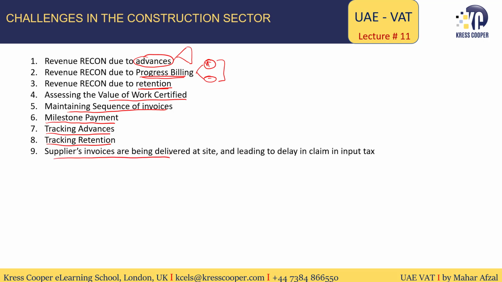Sometimes supplier invoices are being delivered at a different site where the work is going on, and it will take time to receive the invoices in the corporate office, and this is leading to a delay in claiming input tax, because we have 2 tax periods maximum to claim the input tax. So in case these are time barred invoices, then we cannot claim input tax through the return. The only option is to pass the VD, voluntary disclosure. These are the key major issues in the construction sector.